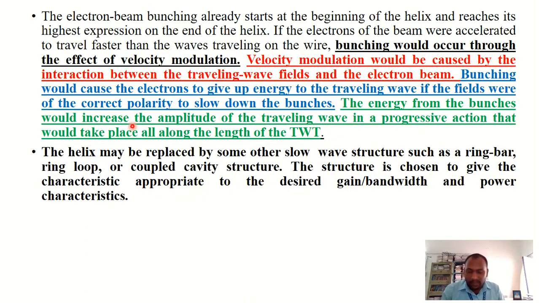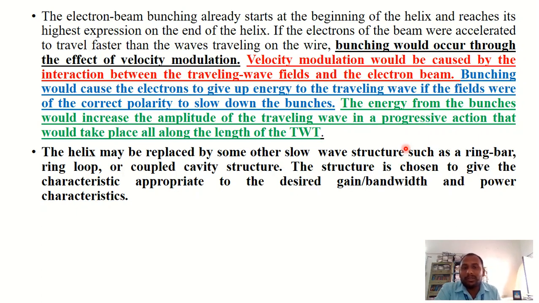Finally, you have to remember one thing. Bunching occurs through the effect of velocity modulation, point number one. The velocity modulation is caused by the interaction between the traveling wave field and the electron beam, that is the second important point. Due to the bunching, electrons give up their energy to the traveling wave, so that the field is corrected in polarity and slows down the bunches, and the energy from the bunches increases the amplitude of the traveling wave in a progressive action that takes place all along the length of the traveling wave tube.